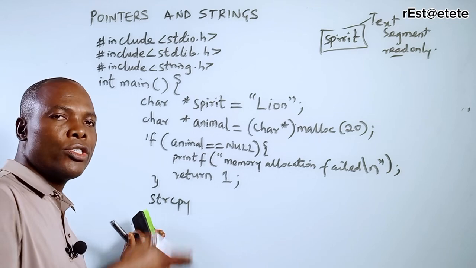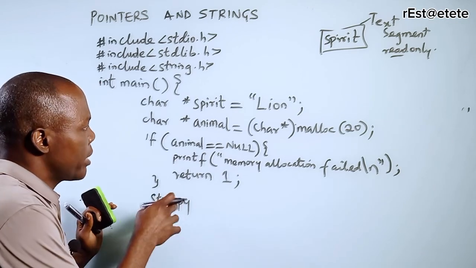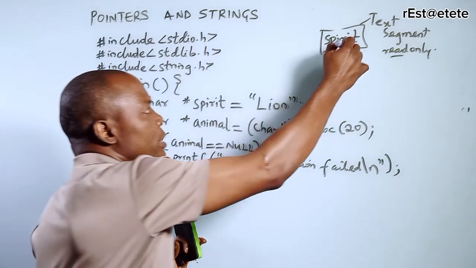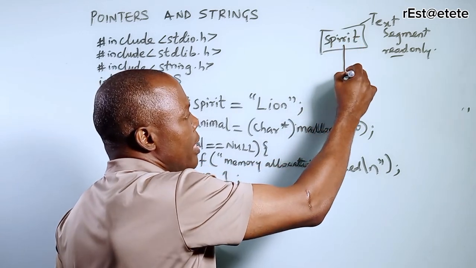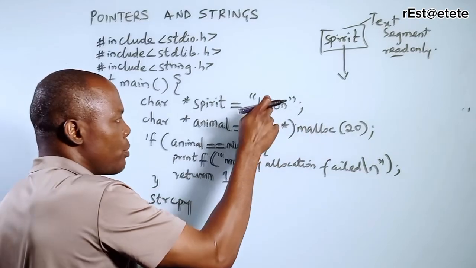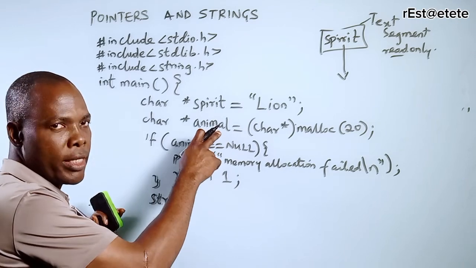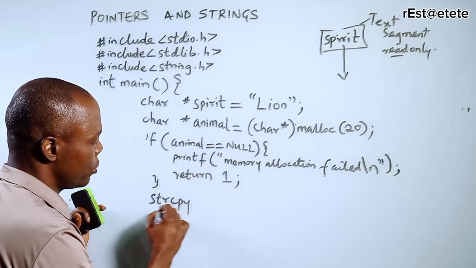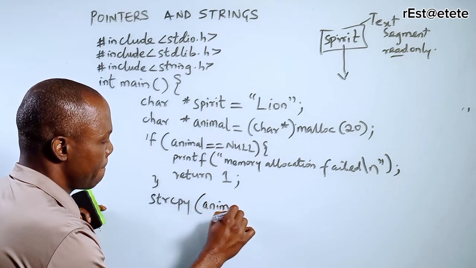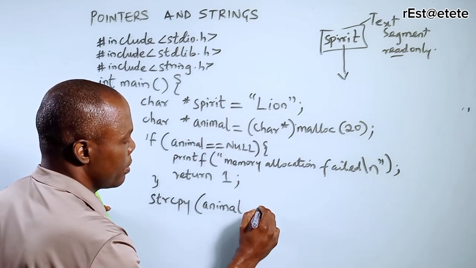You know, in string, you do not assign string value. So what I'm going to do is I have to take what is in this spirit, right, and bring it down to the physical dimension. So I have to copy it. I'm going to copy this name from here into this body, into this animal. So I'll say string copy animal spirit.